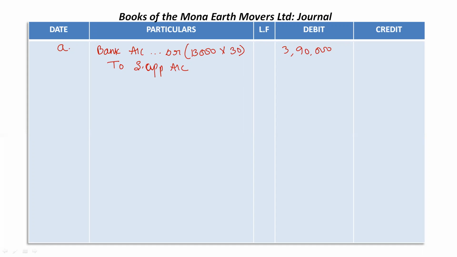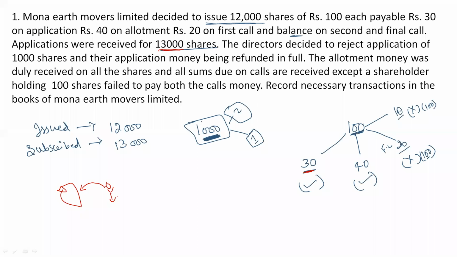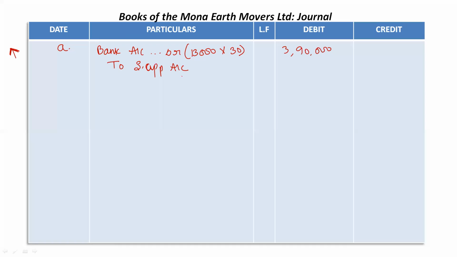Okay, I received a certain application amount into my bank account. Bank is my asset, so I have received the amount and the bank balance is increasing. Whenever an asset balance increases, we debit it. What is happening in the first process here? The public is paying the application money to the company. So bank account debit, and I received it for the purpose of share application. So share application account will be credited with rupees 3,90,000.